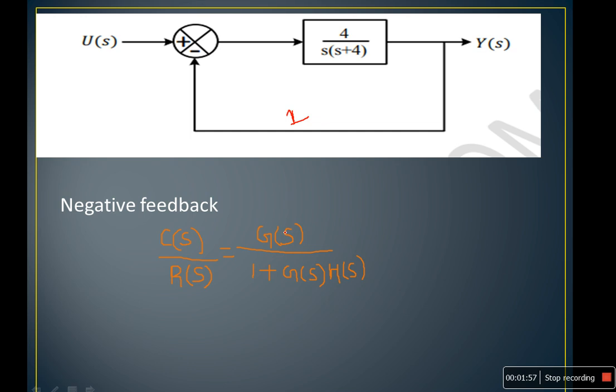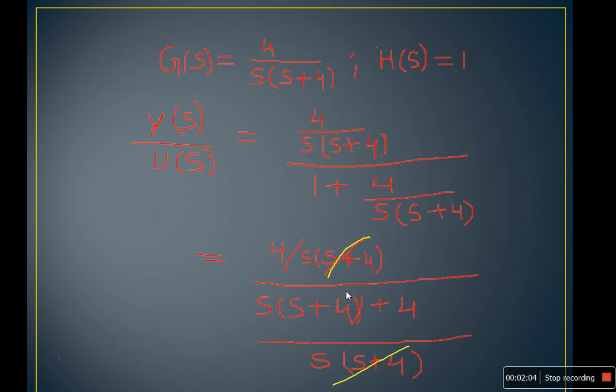So in place of G(s), substitute 4 by s into (s plus 4). In place of H(s), substitute 1. So after substitution, you are getting 4 by s into (s plus 4), this is G(s), by 1 plus G(s) into H(s). The G(s) value is 4 by s into (s plus 4) into 1. So just simplify this one.